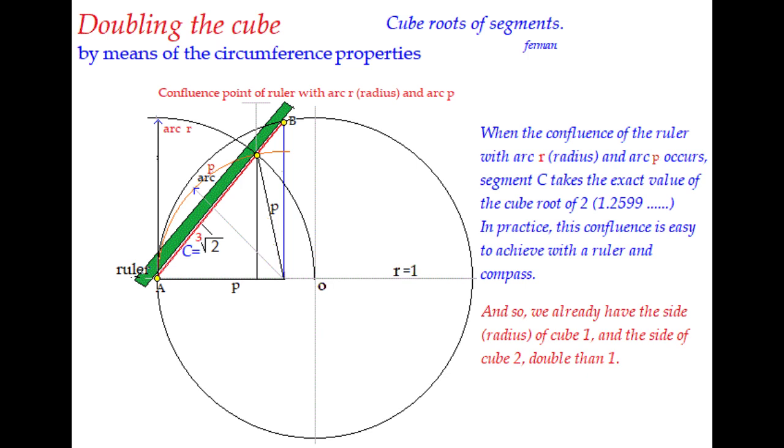The chord segment will be replaced by the ruler, which rests at the beginning of the diameter, A, until cutting the circumference at point B. The projection segment on the diameter, P, will be used as an arc P that will intersect arc R. The radius, 1, will be used to create another arc of connection and measure arc R, that will be the unit of measure and future side of the cube to be duplicated.